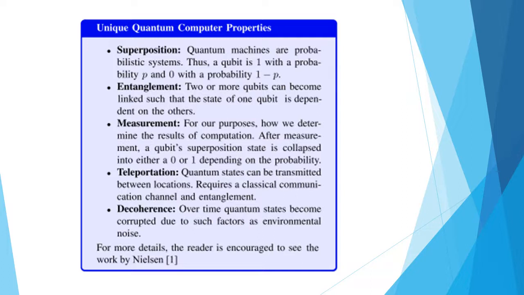Measurement. For our purposes, how we determine the results of computation. After measurement, a qubit's superposition state is collapsed into either 0 or 1 depending on the probability. Teleportation. Quantum states can be transmitted between locations. It requires a classical communication channel and entanglement. Decoherence. Over time, quantum states become corrupted due to such factors as environmental noise. For more details, the reader is encouraged to see the work.